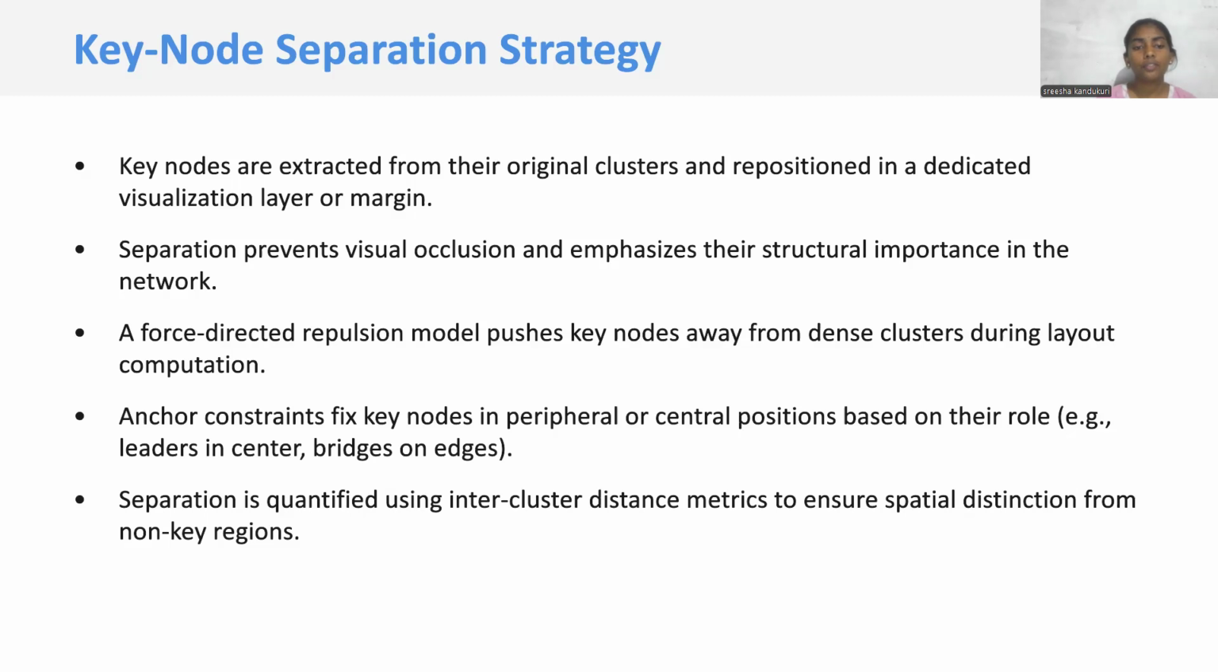Anchor constraints fix key nodes in peripheral or central positions based on their roles. Example: leaders in center, bridges on edges. The separation is quantified using intercluster distance metrics to ensure spatial distinctions from non-key regions.